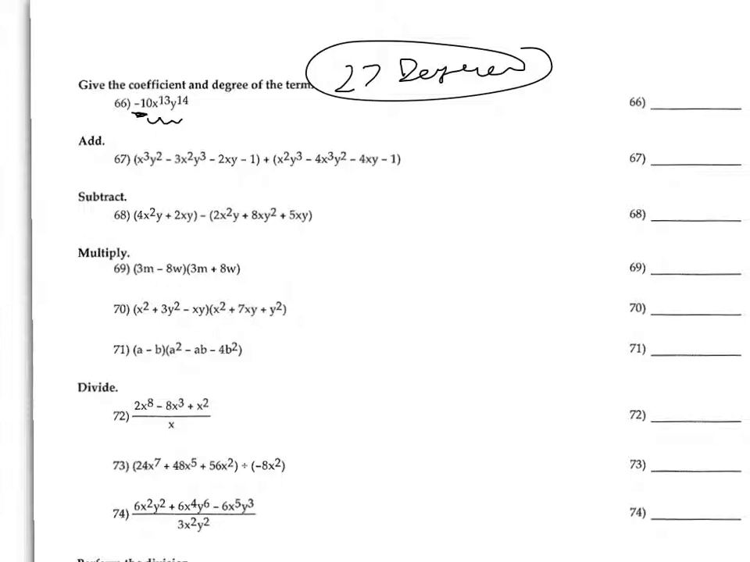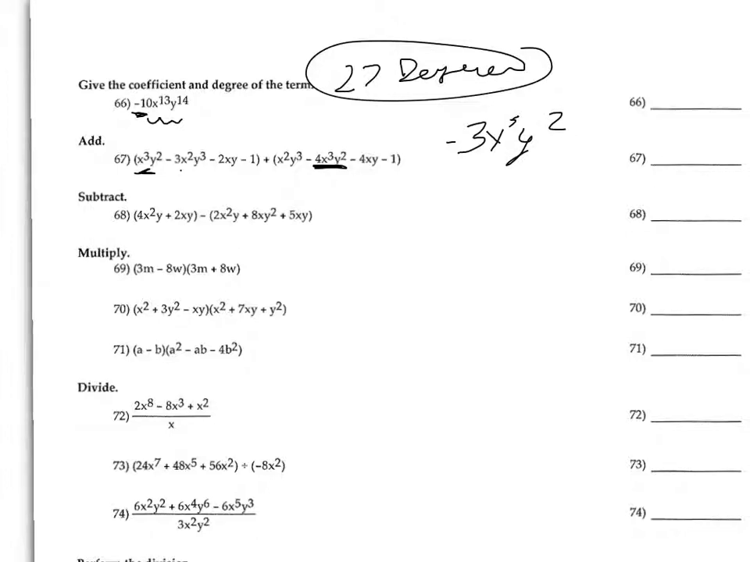Now, adding these things with multiple variables, we want to combine like terms. So this has an x cubed y squared. Are there any x cubed y squareds here? We have those right there. So here, 1 minus 4, negative 3x cubed y squared. And those are all of those.